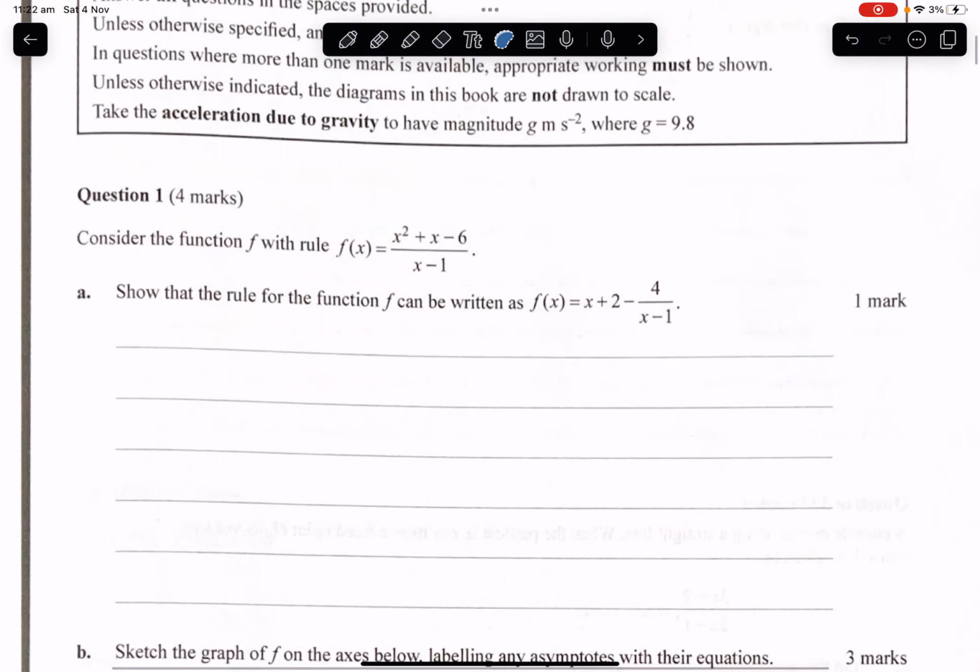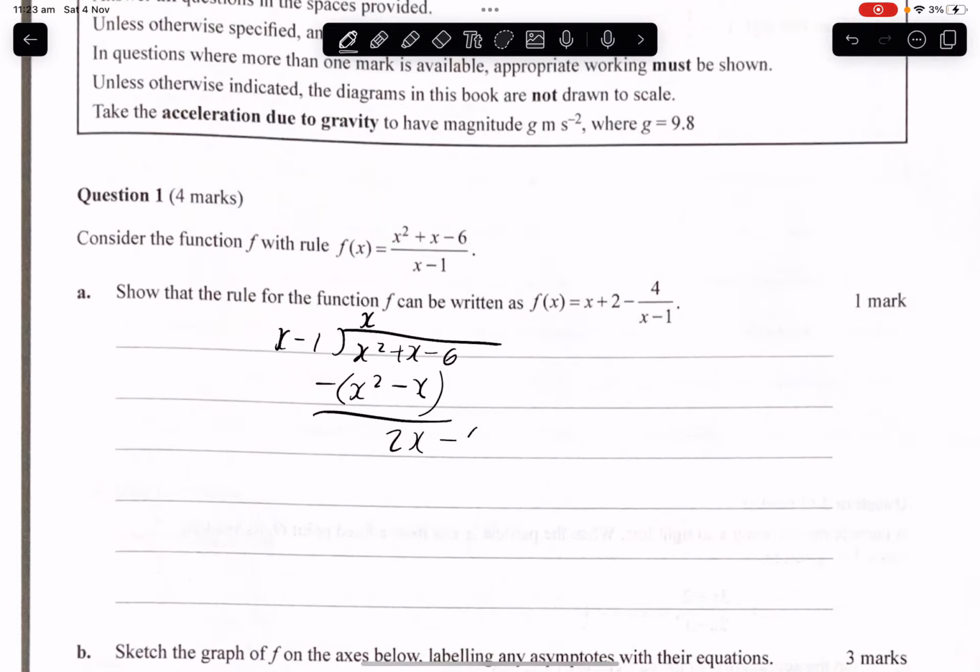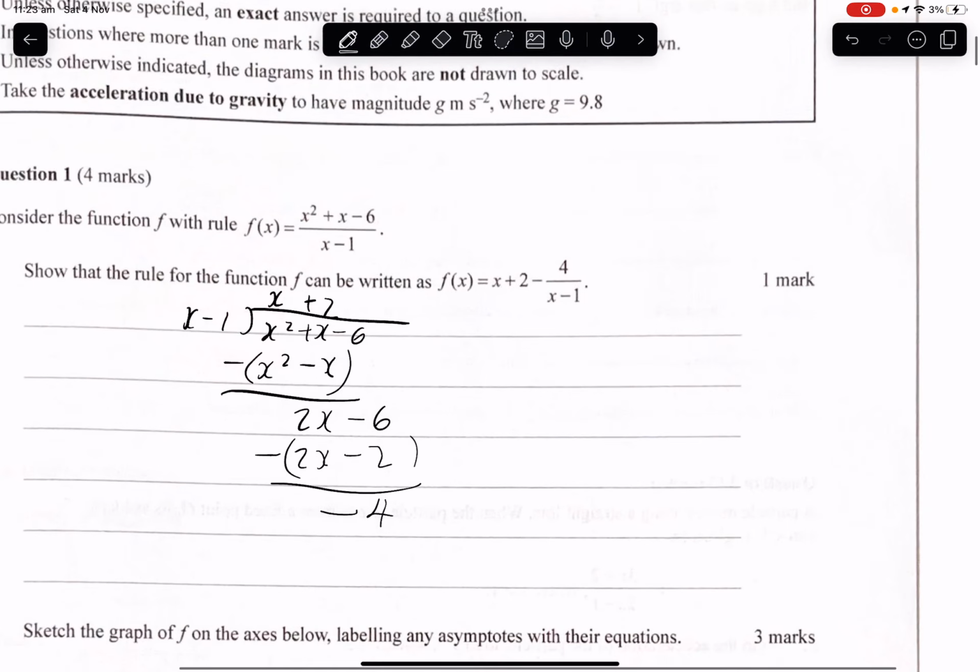Consider the function with that rule, show that the rule can be written in that form. So I'm just going to do long division here. Plus x minus 6, divide, x squared minus x, subtract, that's 2x minus 6, then plus 2, as we're expecting. And then you multiply again, 2x minus 2, subtract that, and you get minus 4. So you can write the quotient, and then minus 4 over the x minus 1.